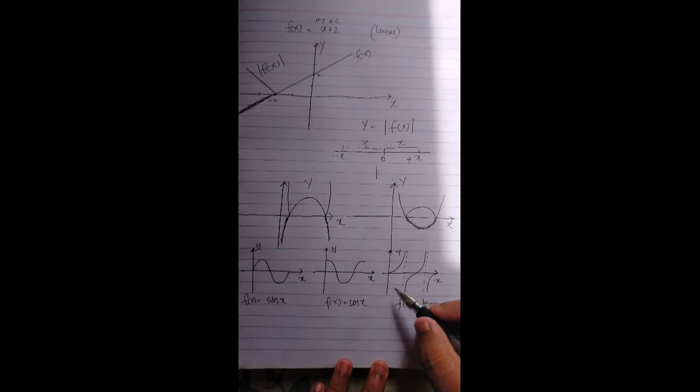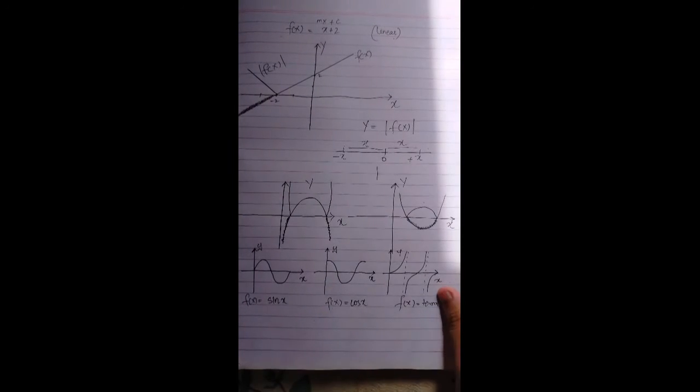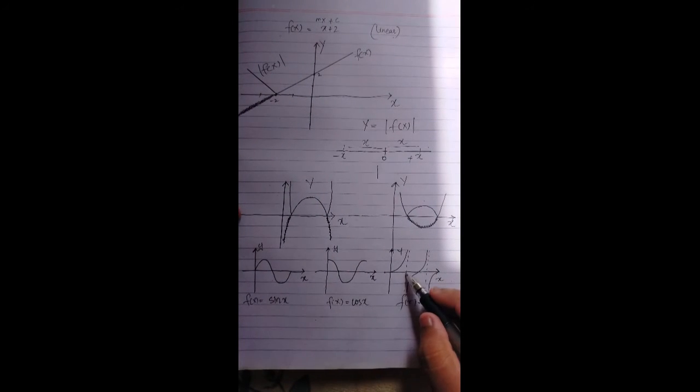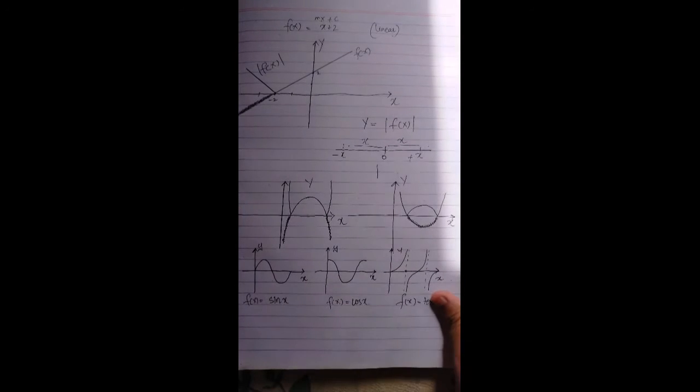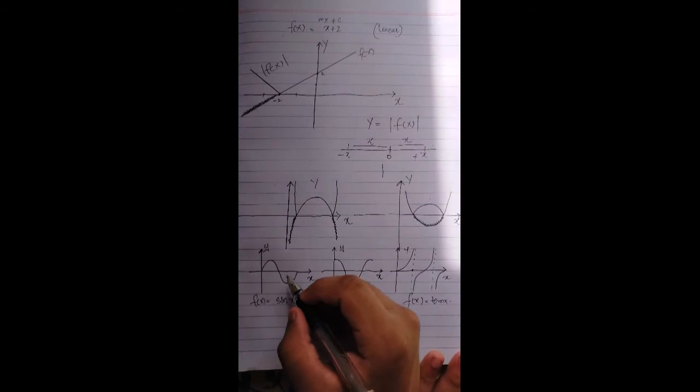These dotted lines represent asymptotes. For these x values, the tangent function is undefined. For these x values, the tangent function is undefined. So the graph will never touch these dotted lines. We will be discussing it in detail in the chapter of trigonometry.